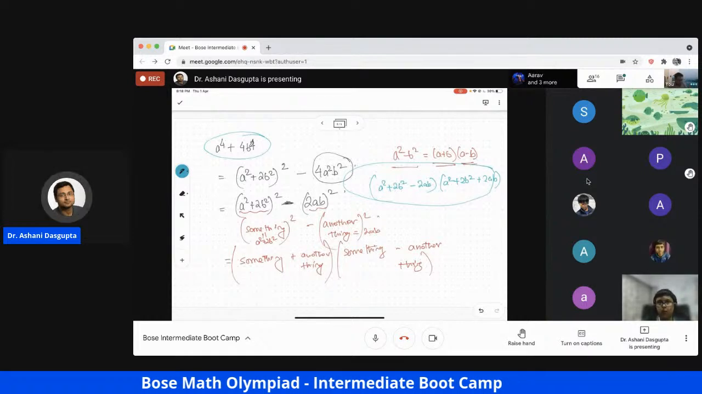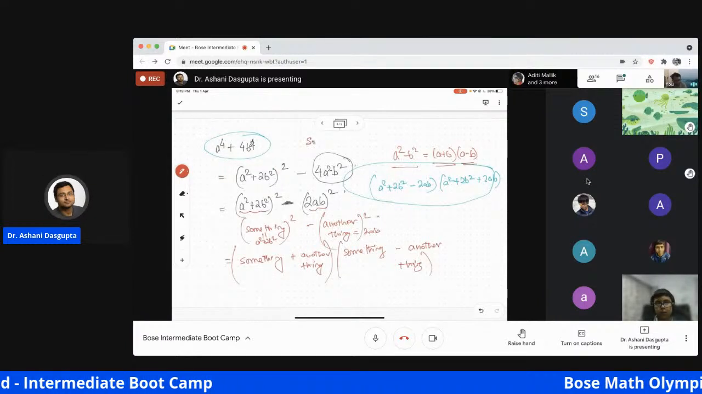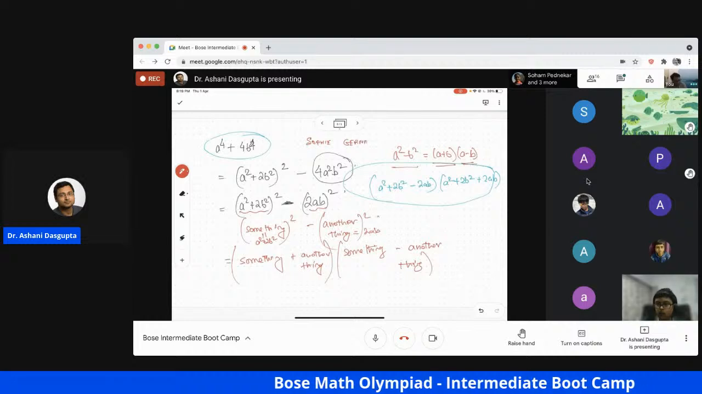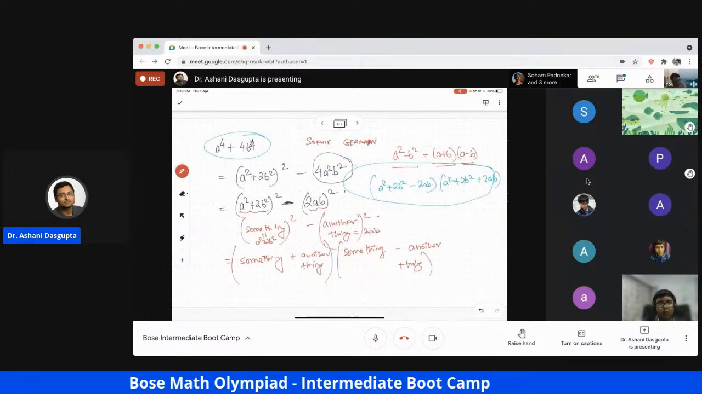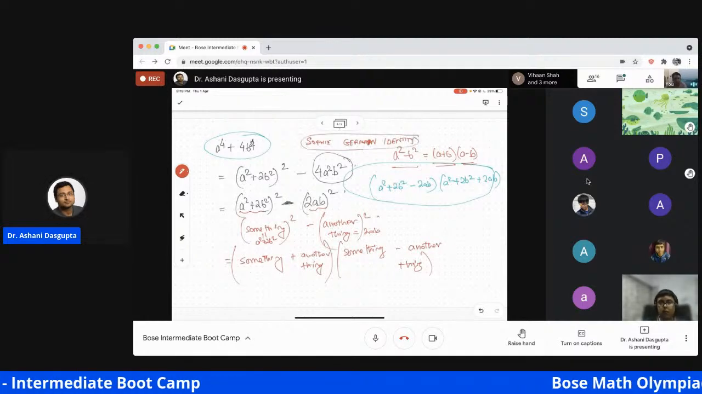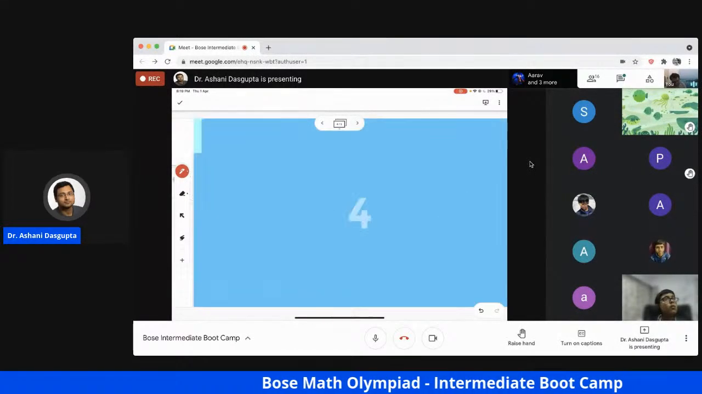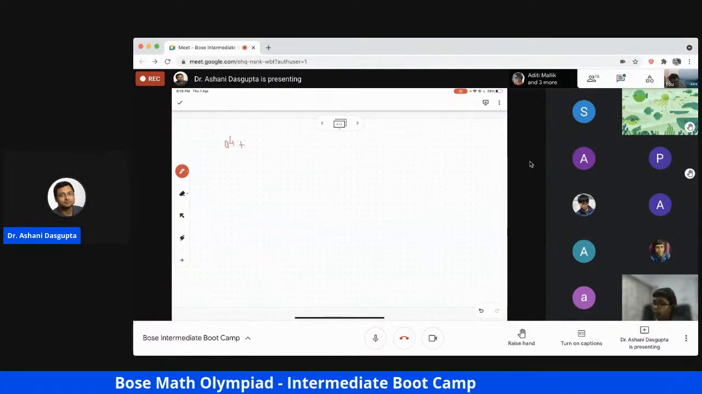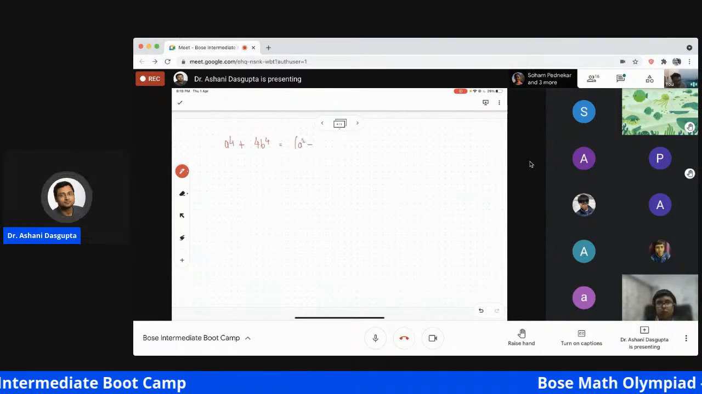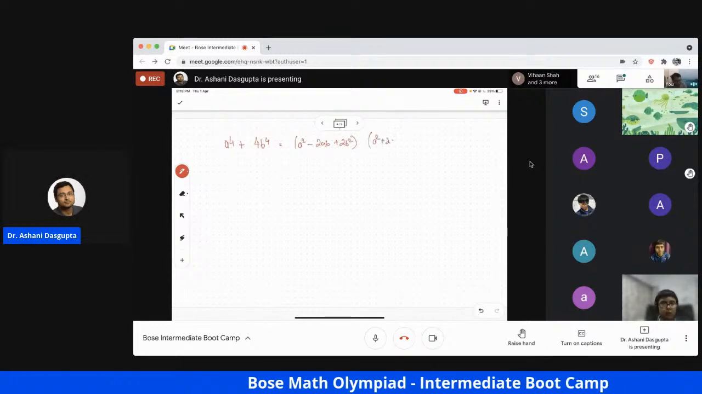So this is a very famous identity. It is known as the Sophie Germain identity. She was a very powerful woman mathematician from Europe, and she discovered this. So a to the power 4 plus 4b to the power 4 can be factorized as a square minus 2ab plus 2b square, times a square plus 2ab plus 2b square.